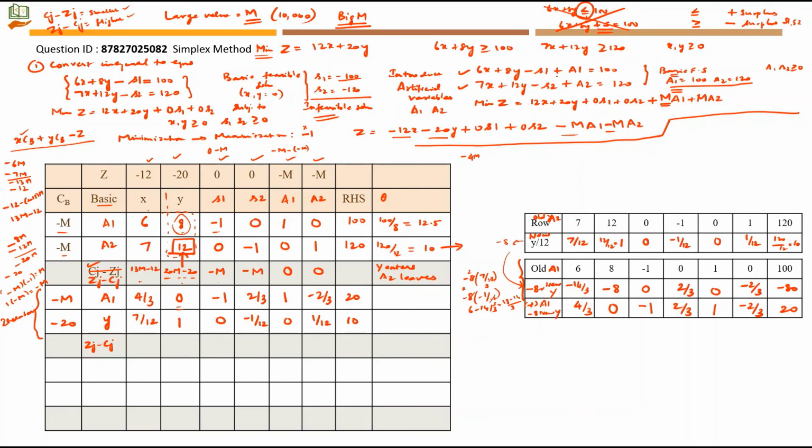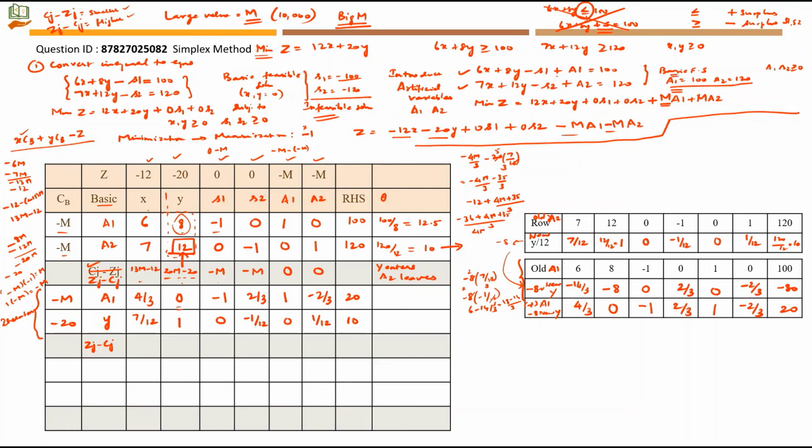It is minus 4m by 3. Then minus 20 into 7 by 12: 4 3s are 12 and 4 5s are 20. It is minus 4m by 3 minus 35 by 3. If both are going to be minus, I have to convert this as plus because this is C. So Zj is minus 12. So minus 12 plus 4m plus 35 by 3. And if I take LCM, it is minus 36 plus 4m plus 35 by 3.